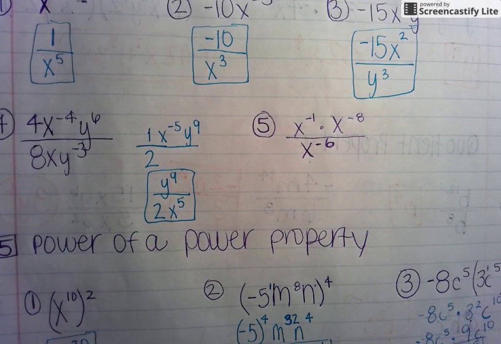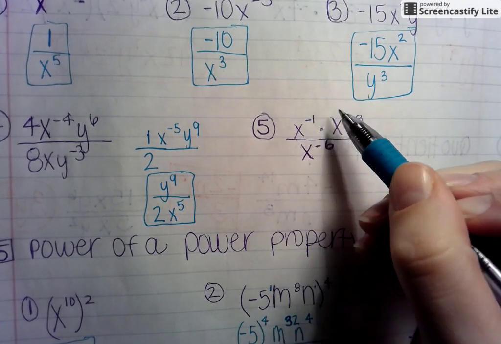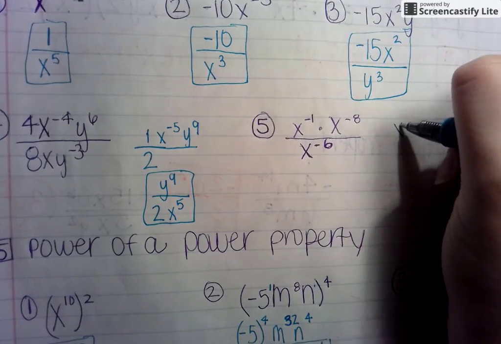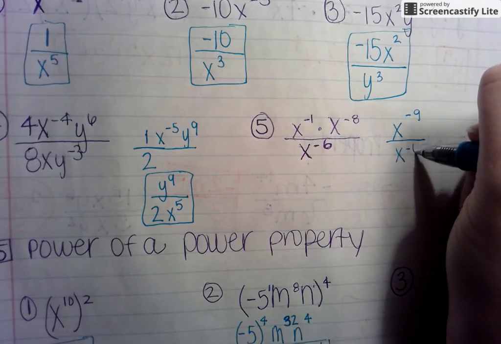Now number 5 has both properties, the multiplication and the division, so you can choose which one you want to do first. I always do the top first and I multiply. So when you multiply, you're going to add the exponents. So you have negative 1 plus a negative 8, so it's going to be x to the negative 9th over x to the negative 6th.